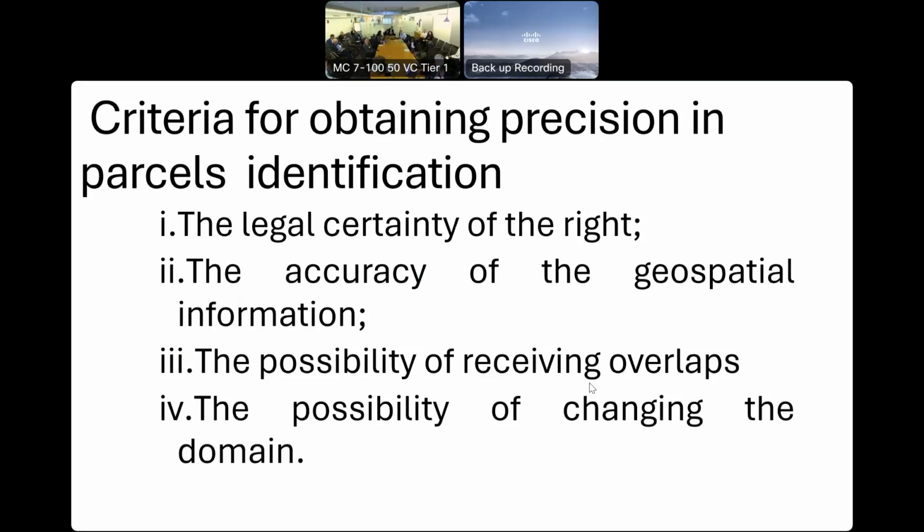So the criteria of obtaining precision and partial certification is the legal certainty of the rights, the accuracy of the geospatial information, the possibility of receiving overlaps. So if you can receive an overlap, your information is less important. The possibility of changing the domain. So there are areas that we know, like the CAR or like other kinds of land, there can be a change in the domain. So those ones we don't pre-authorize.